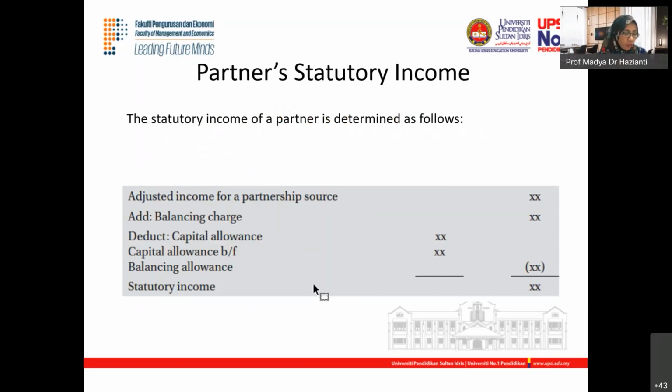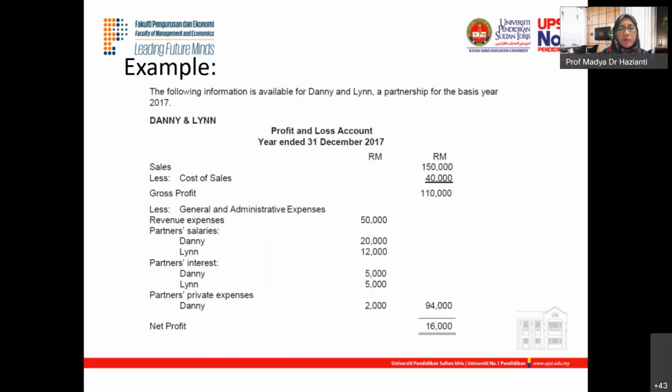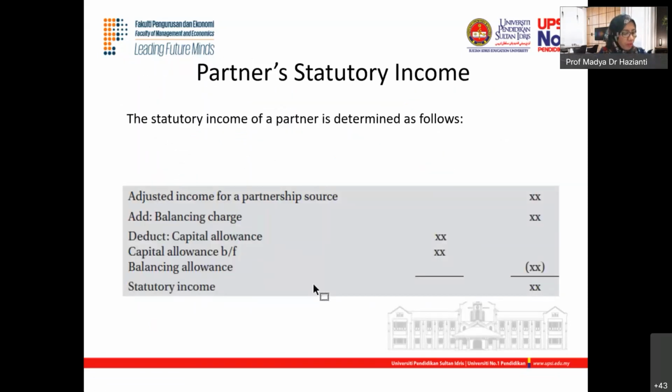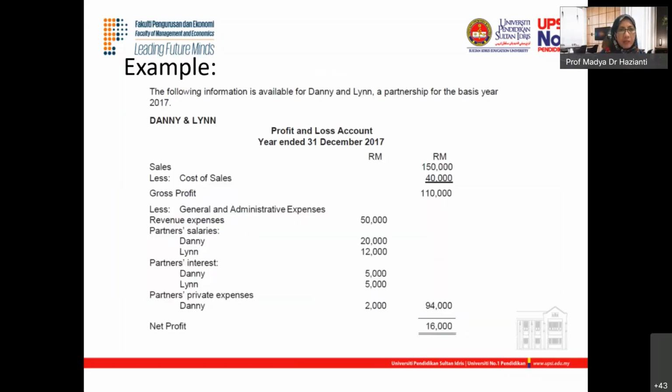Okay, so this is the computation of partner's statutory income. Determine as follows. So adjusted income from a partnership source kalau ada, balancing charge and deduct capital allowance kalau ada, capital brought forwards, kalau ada balancing allowance. So itu ialah statutory income dia. Right, I have one question dalam ni, one example dalam ni, terus ada jawapannya lah example ni.